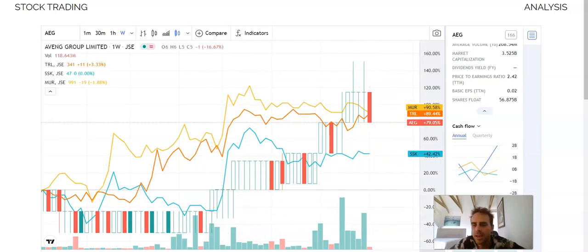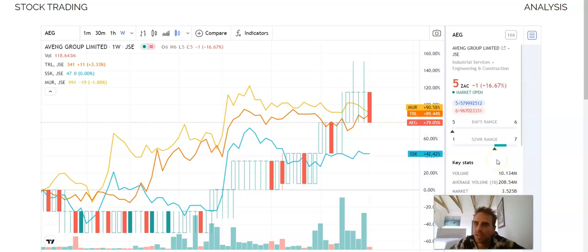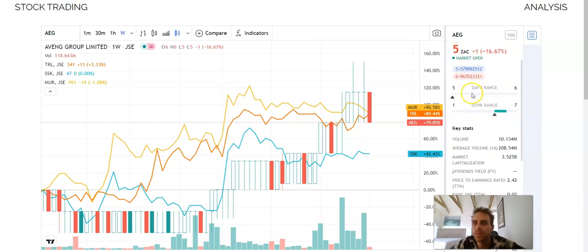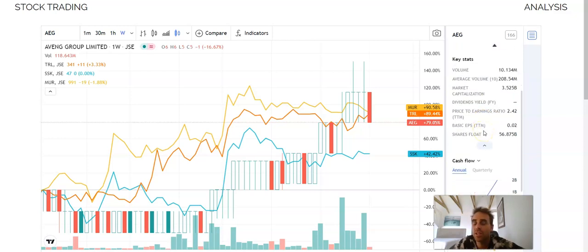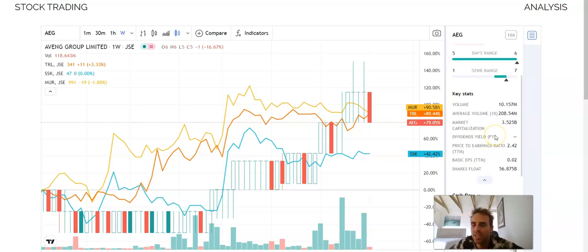So, still unsure. Let's just take a look at some of the fundamentals of AEG. So I've explained what sector it operates in. That's an important thing to consider. This sector is not part of the megatrends. So it's not carrying that tailwind, which is already a negative sign.